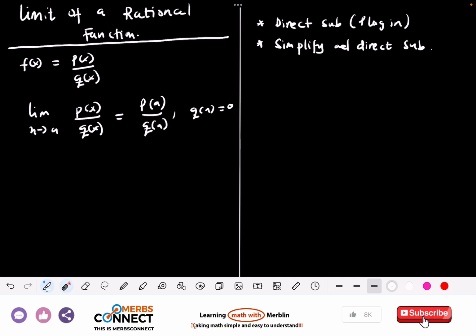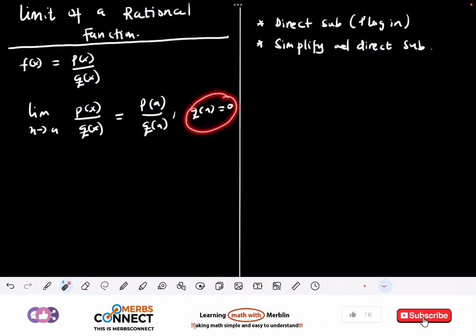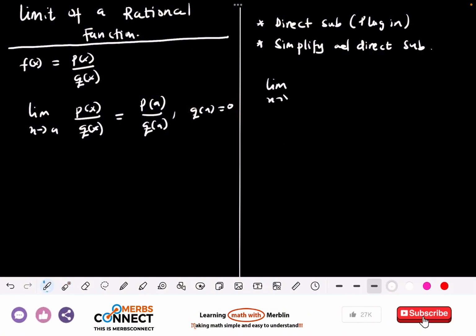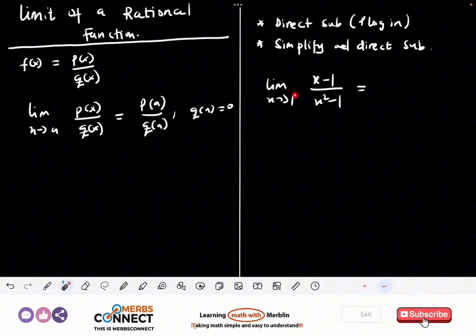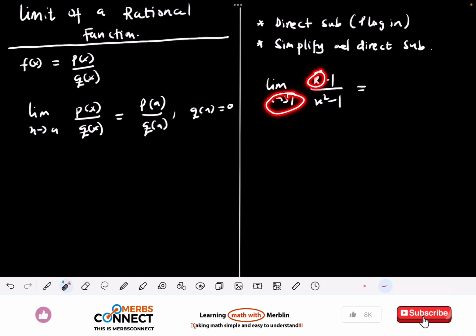So for example, now we are looking at where the denominator is 0. Let's look at this example: the limit as x is approaching 1 of x minus 1 divided by x squared minus 1. The first thing we need to do with this limit is direct substitution. So let's assume x is equal to 1, and plug x equal to 1 here and here. I'm going to have 1 minus 1 divided by, but let's go to the top first.